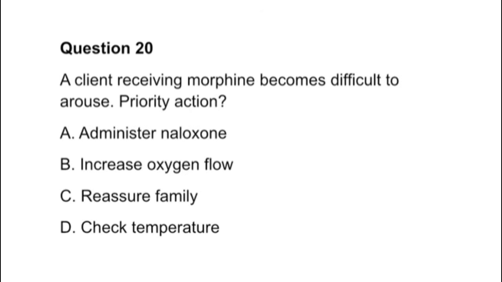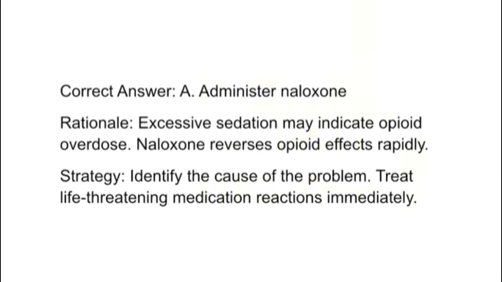Question 20. A client receiving morphine becomes difficult to arouse. Priority action? A. Administer naloxone. B. Increase oxygen flow. C. Reassure family. D. Check temperature. Correct answer: A. Administer naloxone.